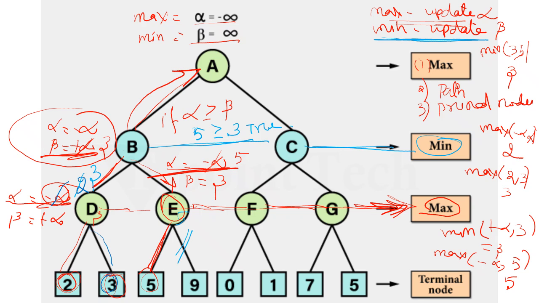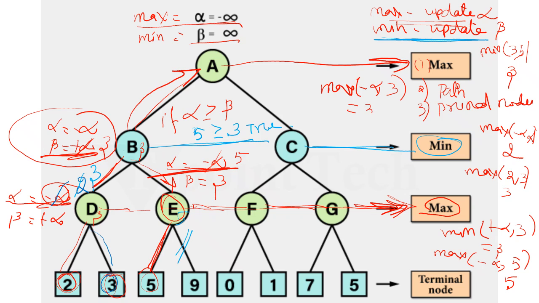Next we go from B to A, to its parent. When you go to the parent, we have to update the value. Here it is a maximum. Maximum means I have to update only alpha. What is the existing value of alpha? Alpha is equal to minus infinity. So we have to find the maximum, max of minus infinity, comma, what is the new value? The node value is 3 only. So 3.